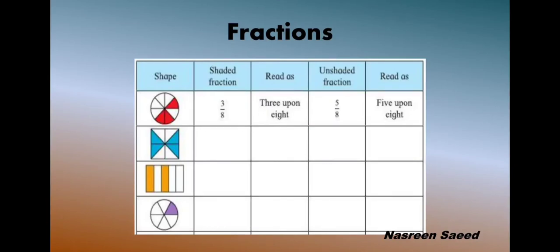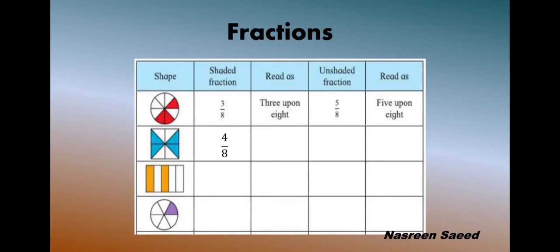Let us see in this video this question. We have to say the shaded and the unshaded parts of the shape as a fraction. If you see in the first shape, in total there are 8 parts and the shaded parts are 3. So it is written as 3 upon 8 and read as 3 upon 8. The unshaded parts are 5. So it is written as 5 upon 8 and read as 5 upon 8.